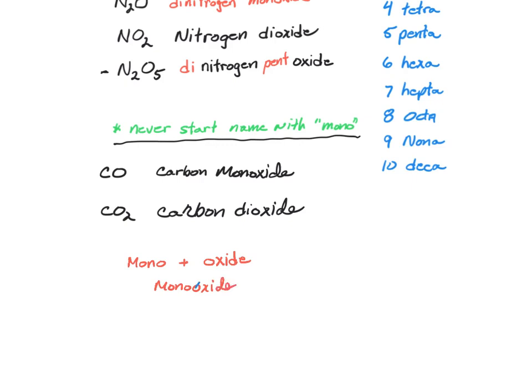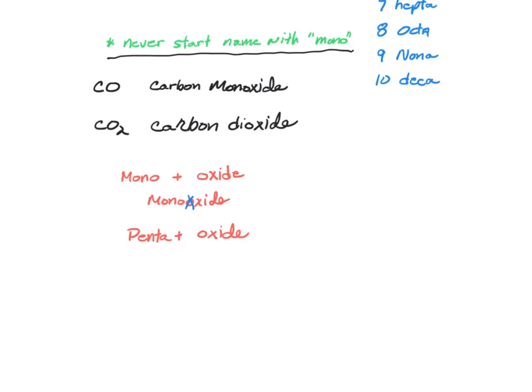So we have to get rid of one of those O's. The same thing goes for things like penta. So penta plus oxide, you might expect it to be pentaoxide, but it's not. We get rid of that A. So it's just pentoxide.